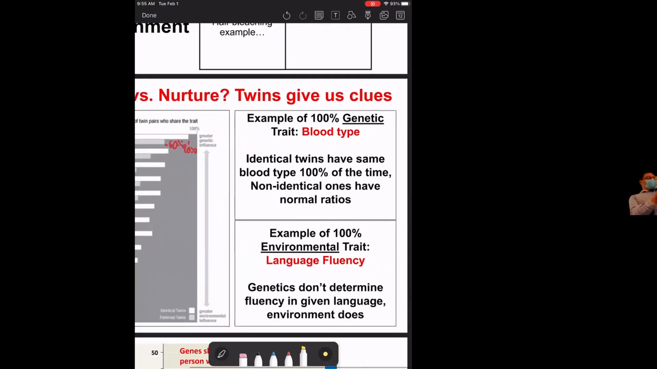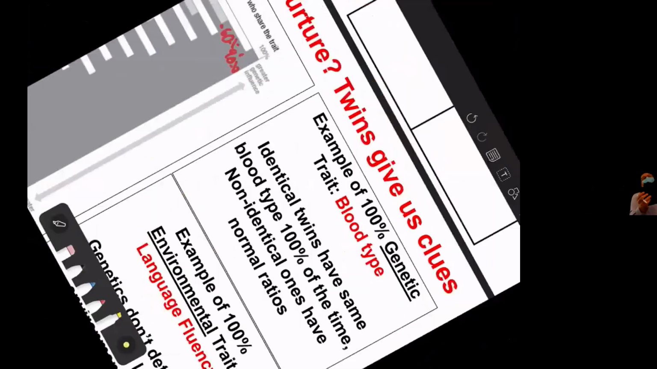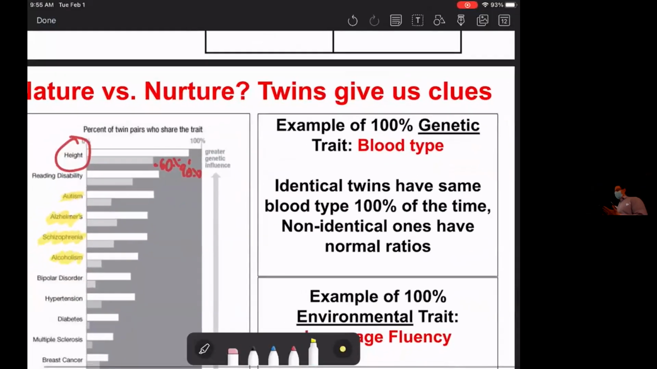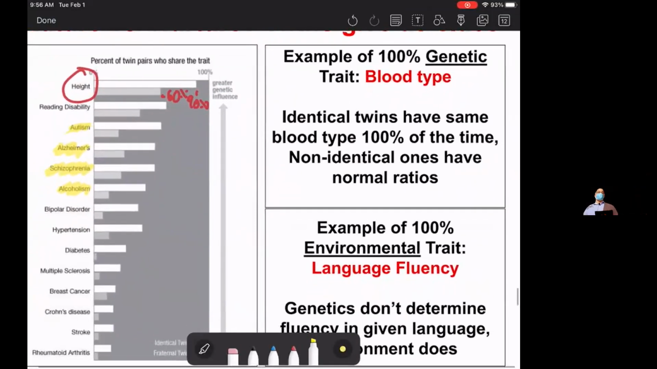So a good example of 100% concordance, like I said, is blood type. Every identical twin is going to have the same blood type as their twin. Non-identicals are just like siblings. They got a fair shake from their parents.